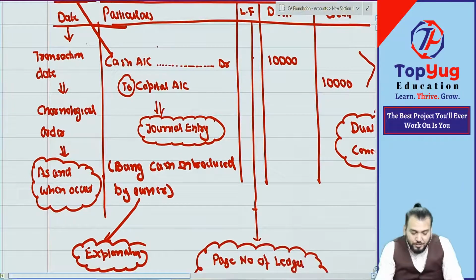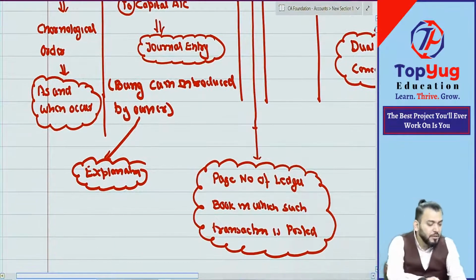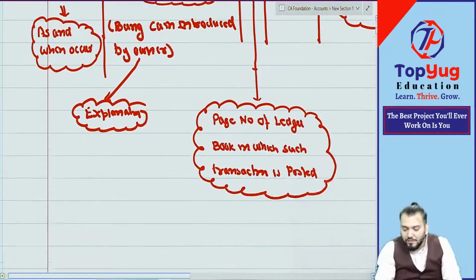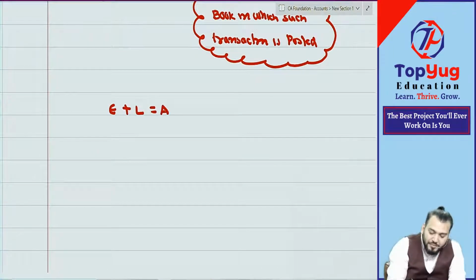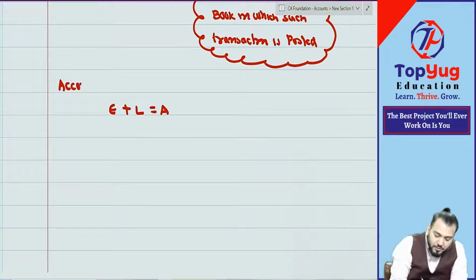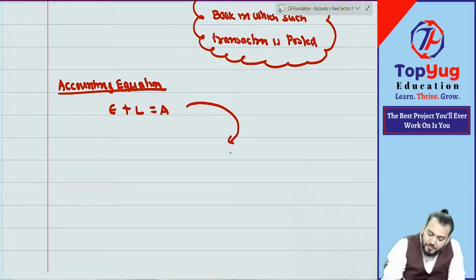Now coming to the next part. You have understood the accounting equation approach. In the accounting equation approach, capital, which means equity, plus liability is equal to asset. This is our accounting equation. Where has this accounting equation been derived from? From the balance sheet. So this accounting equation has been derived from the balance sheet.